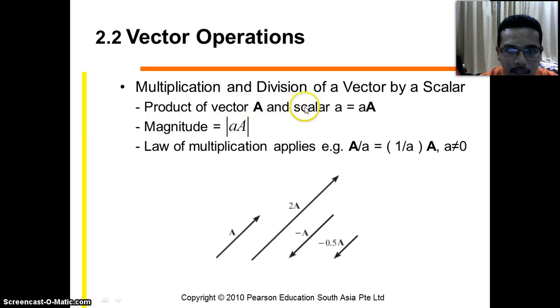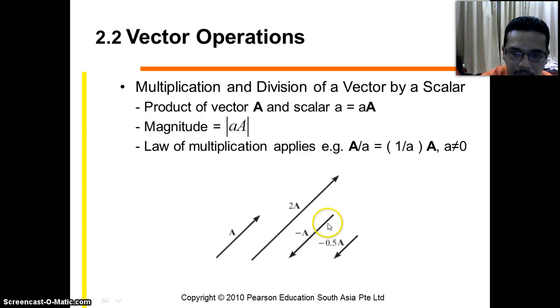So the product of E and the scalar is just E multiplied by 2, which becomes 2E. The magnitude of this one, we can put the absolute value. Okay, the law of multiplication applies. For example, the vector E divided by a scalar. Essentially, this is a division, but 1 over the scalar is multiplied by E. The same thing: 1 divided by E, just multiply. It's a multiplication, but this one is a division.